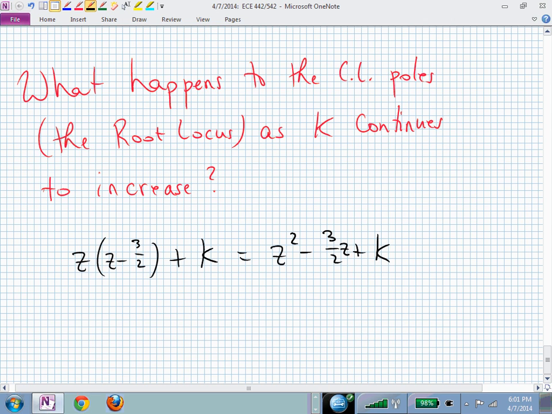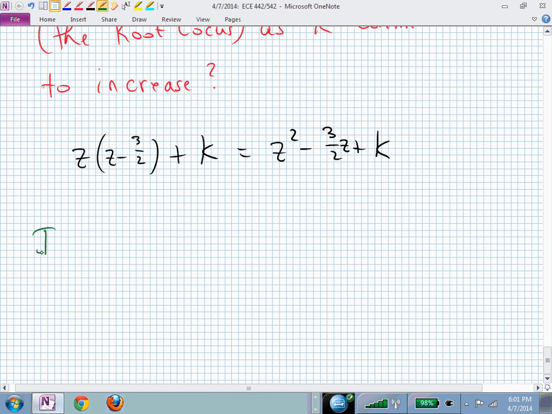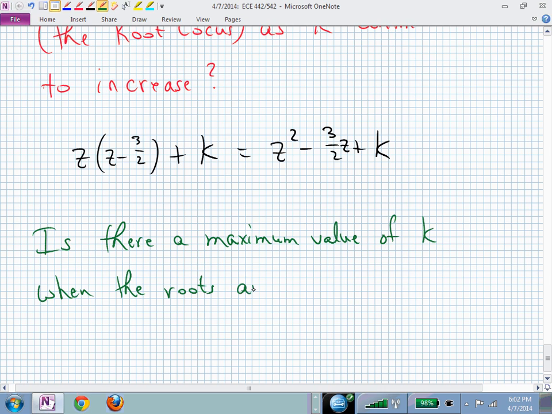That's the equation. Now as we crank up that gain k, we want to know, how do the roots of this equation vary? What's going to happen to those? And is there a maximum value of that gain k when the closed loop poles, or when the roots, are still real?